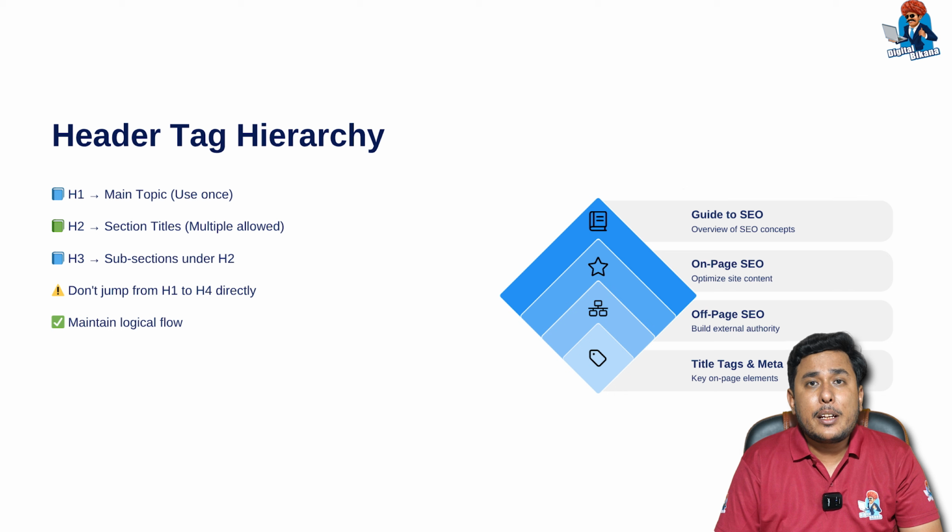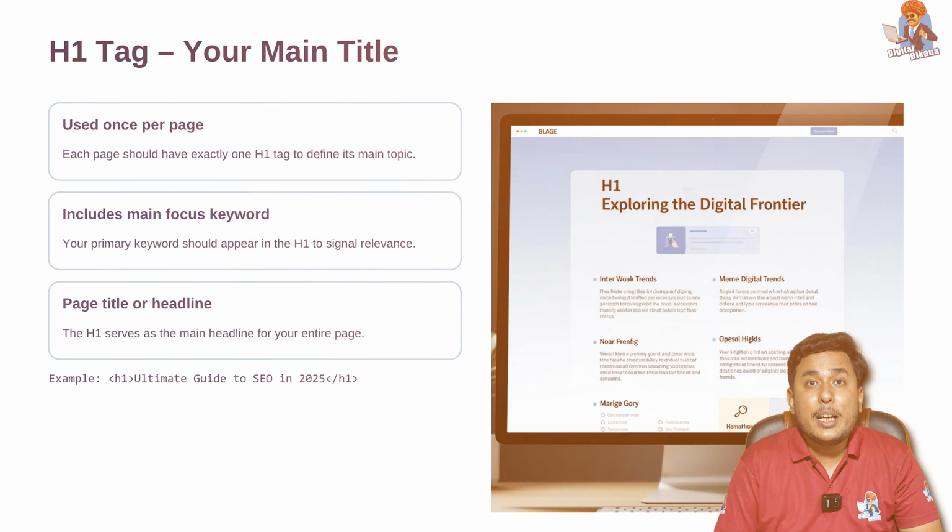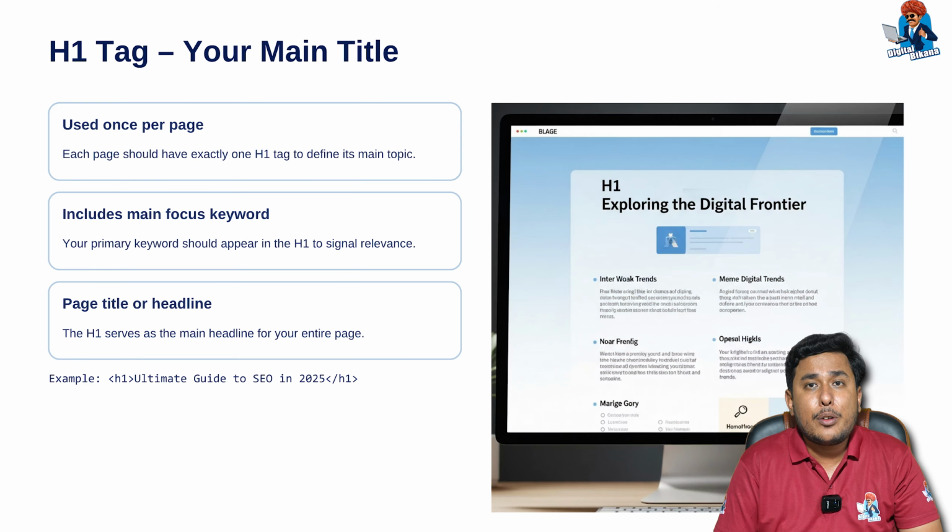The header tag hierarchy should follow a logical structure. Use only one H1 tag. It's like the book title. H2 tags are like chapter titles and H3 tags are subpoints within a chapter. Avoid skipping levels. The H1 tag is the headline of your page or post. It should clearly describe what the page is about and include your main keyword. Use only one H1 per page.